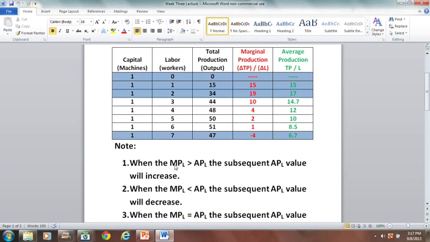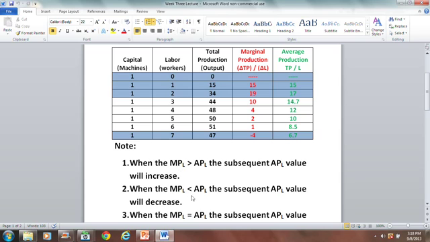When marginal product is greater than average product, that's like saying the productivity of the next worker hired is greater than the average productivity of our current group of workers, we expect average product to increase. So if we hire someone who is more productive than our current group, when that more productive worker is added to the group, it's going to make average production for the group go up.